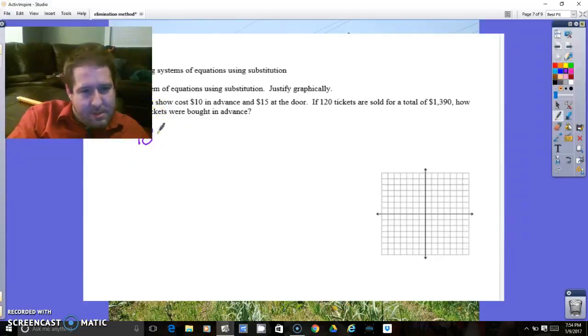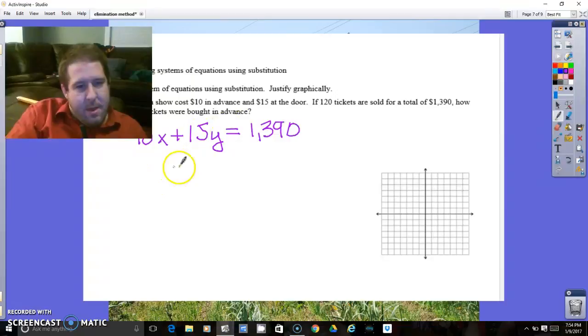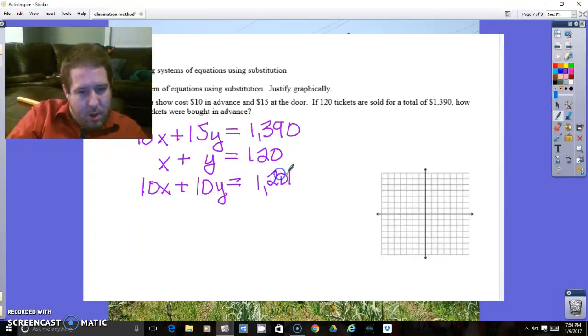So we've got $10 in advance. So let's make x the advance tickets plus $15 at the door. That will be the y tickets. And that has to make, if 120 tickets are sold, exactly $1,390. Now the other one is if you sell tickets prior plus at the door, and that was 120. All right, so in this case, I probably would use the elimination method. I would multiply the bottom line by 10. This becomes 10x, this becomes 10y, and this becomes 1,200.